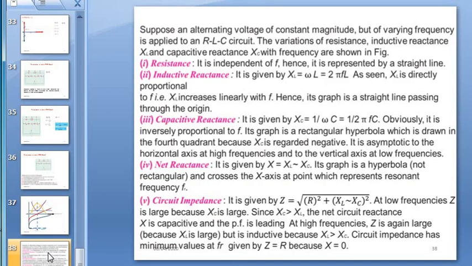This is all about the RLC combinations, RL, RC and RLC circuit and the RLC resonance condition.